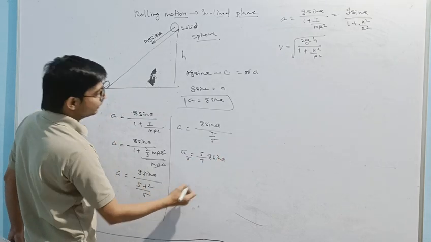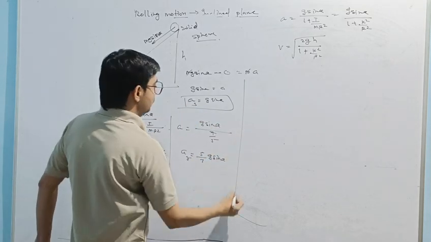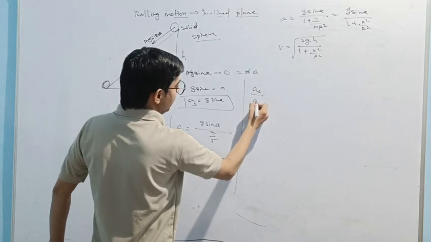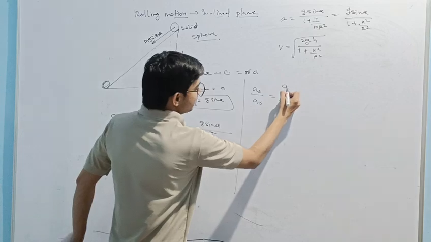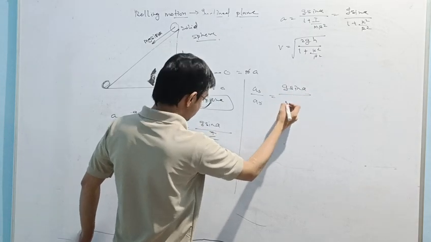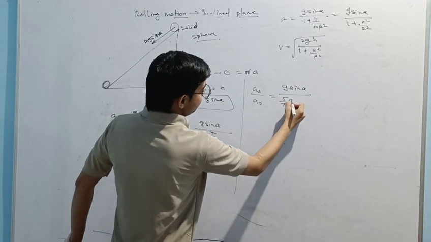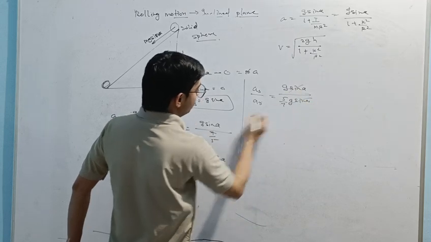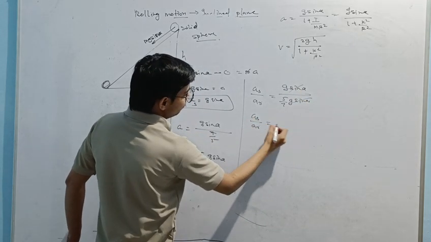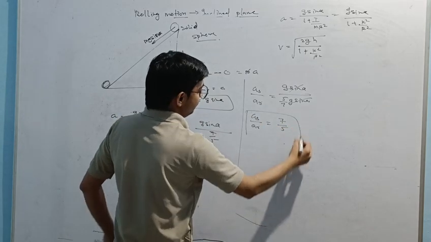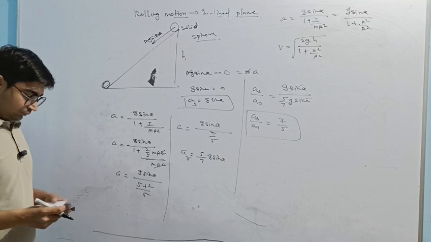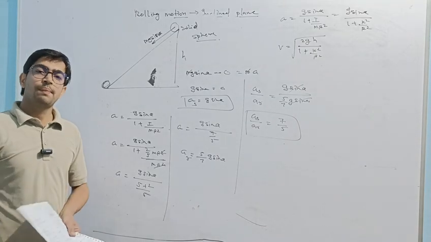This is for rolling, and the other is for sliding. So a sliding upon a rolling, the ratio of these two is to be found. So g sin theta divided by 5 by 7 g sin theta, cancel out. a sliding upon a rolling is equal to 7 by 5 only. This is the ratio. Is it clear?